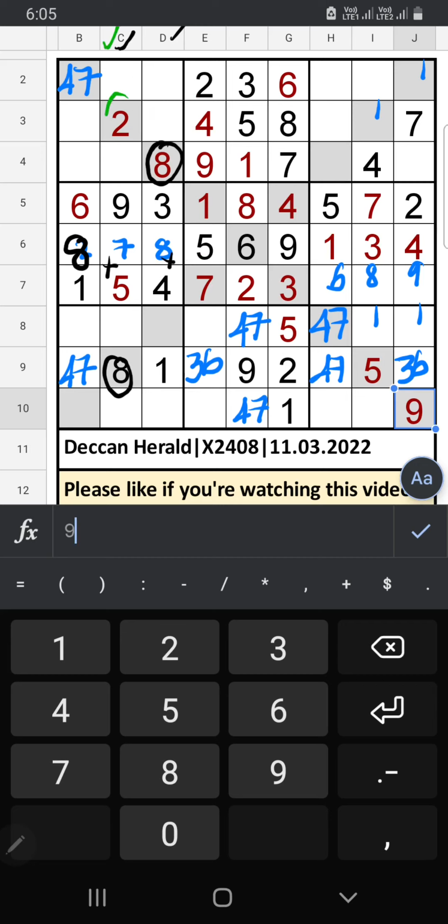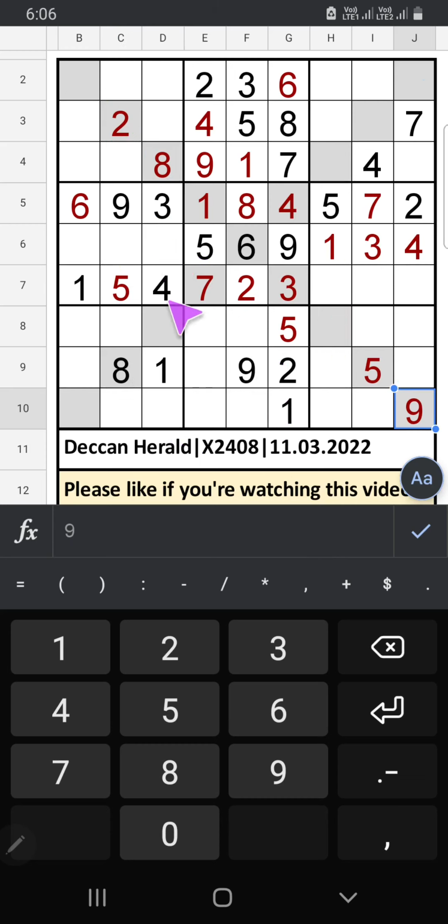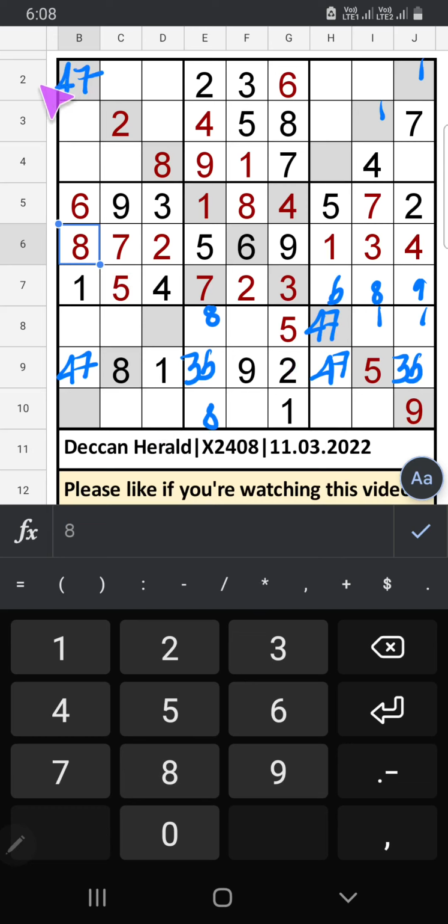Column C, we have 2. So 2 can't come in this cell. 2 is confirmed here. Then 7 is here. Second row and 3rd row, we have 2. Column J also we have 2.